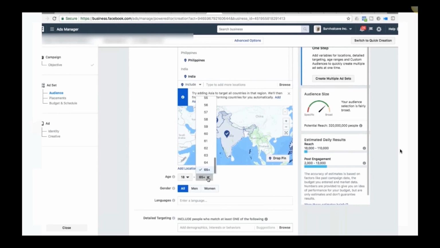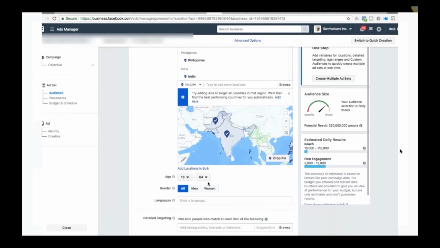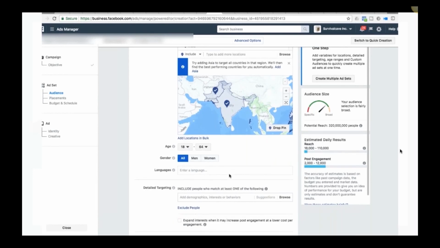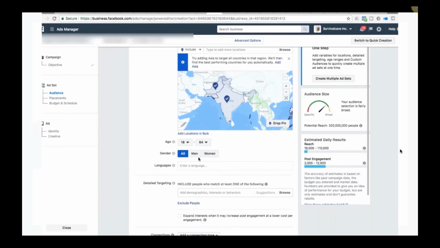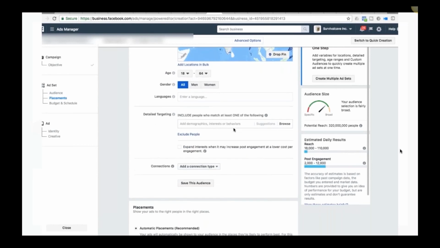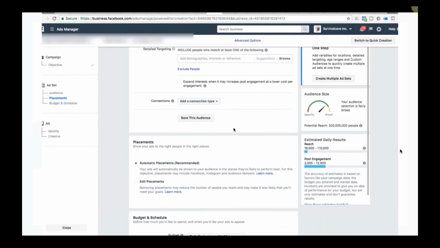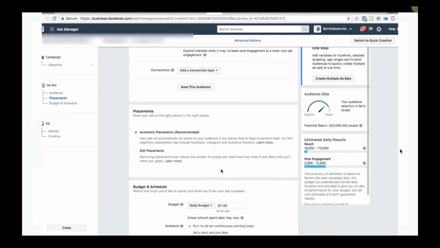I may set this at only to 64. I never like to hit the 65 plus because that gets everybody above 65. So, you know, you're serving it up to people who are 105 years old, and that's probably a waste of money. So I'm just going to do that. I don't care about gender. I don't care about language. I don't care about any of this, because understand this is just an engagement thing. I don't even care about these placements here. When I get into conversions, I'm going to care about these placements.